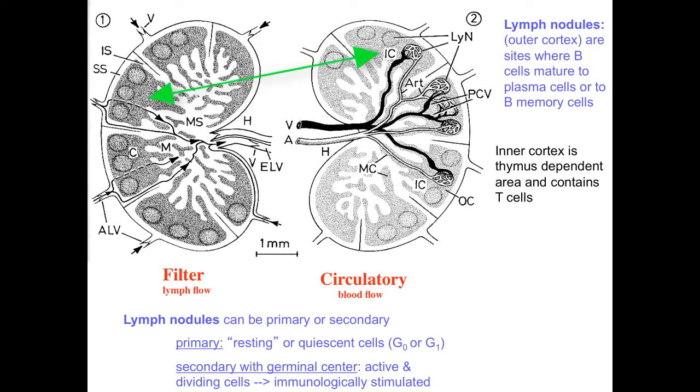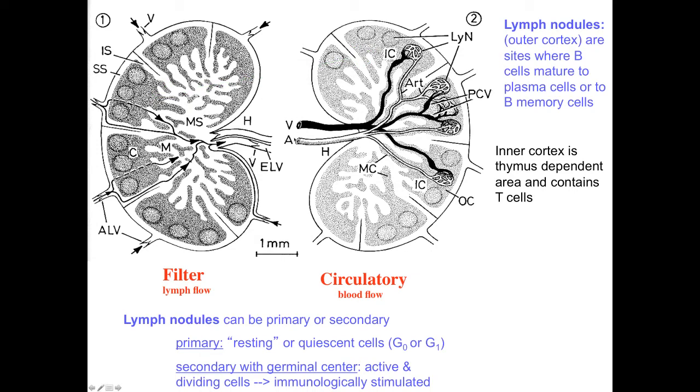The inner cortex of a lymph node would be deeper than the area where the nodules are. There would be no nodules there. That would be an area where there are T cells. So the inner cortex of a lymph node is considered a thymic dependent area. And as we said, that contains the T cells.